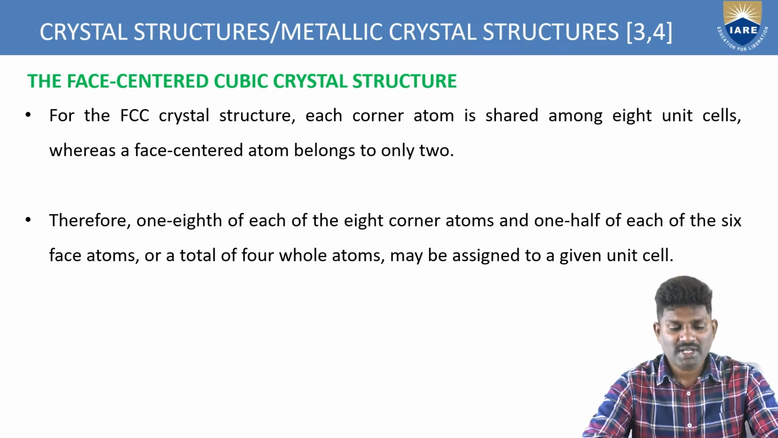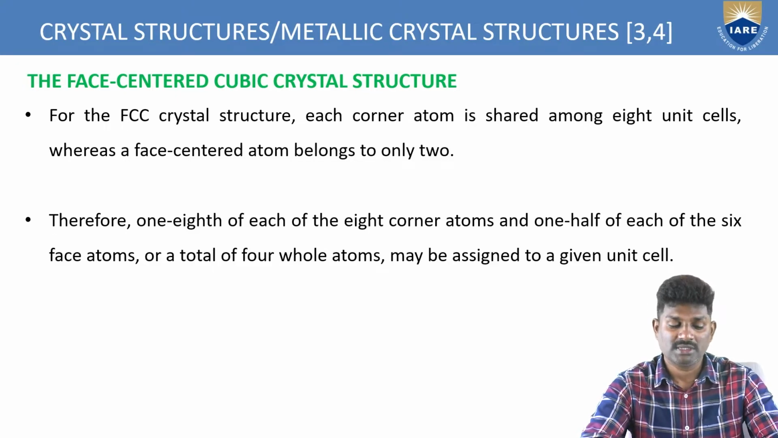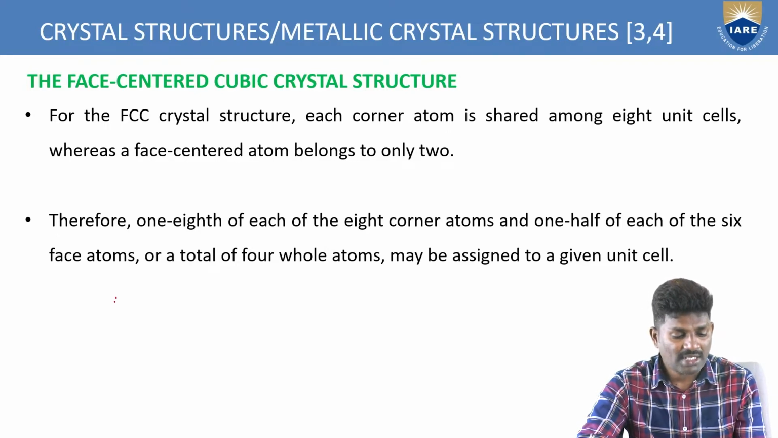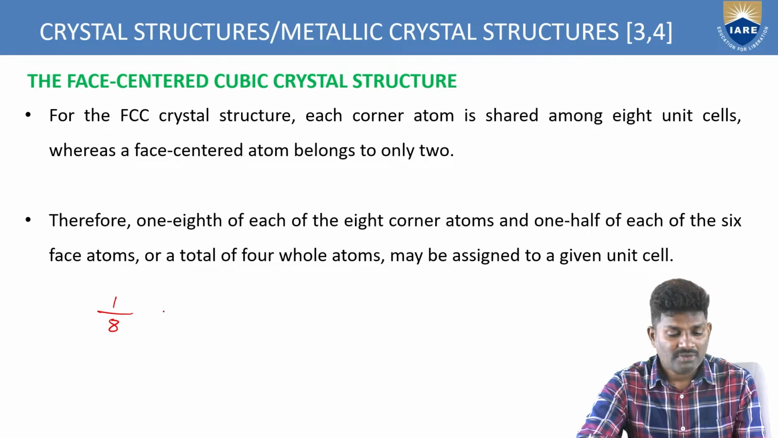For the FCC crystal structure, each corner atom is shared among 8 unit cells. Is it not? If you see the complete crystal structure of the FCC, what is happening? Each corner atom is shared among the 8 unit cells, whereas the face-centered atom belongs to only 2 unit cells. And therefore, what is happening here? One eighth of each atom, of the 8 corners.